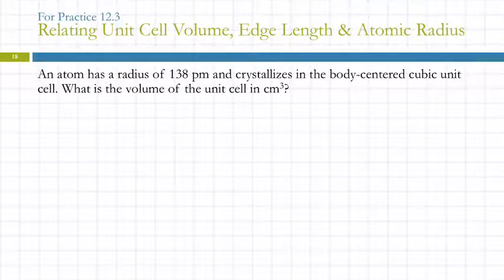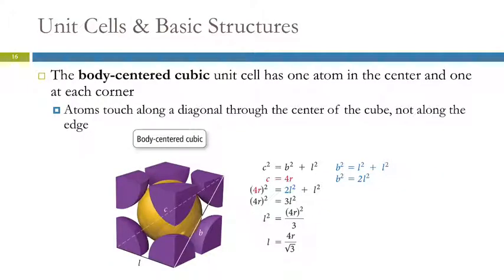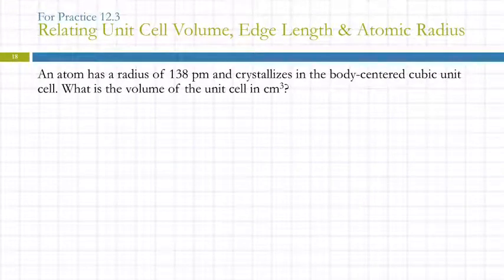And we can do problems like this. An atom has a radius of 138 picometers and crystallizes in the body-centered cubic unit cell. What is the volume of the unit cell in cubic centimeters? Well, we're going to need this guy right here. Man, my pointer's jacked up today. L equals 4r over the square root of 3. So I'm going to write that down before I forget. L equals 4r over the square root of 3.